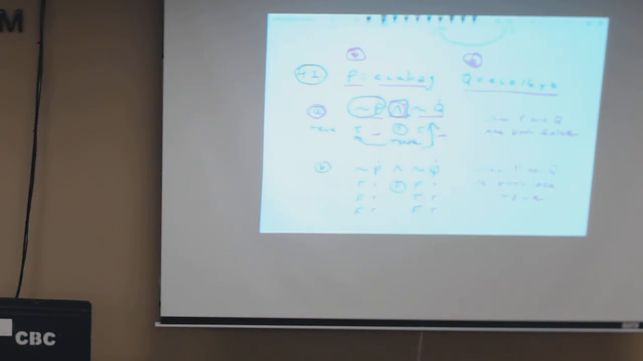When P and Q, okay, what would make not P, Q true? P would have to be false. What would make not Q true? When Q is false.